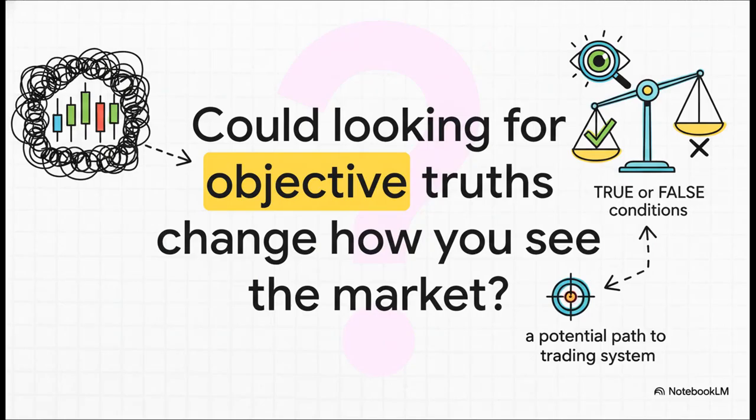And that's really the big idea here. It's a complete shift in how you look at a chart. By learning to focus only on verifiable true or false conditions, instead of trying to interpret subjective patterns, the Strat offers a clear path through the chaos. So let me leave you with this question. Could looking for objective truths instead of subjective patterns change how you see the market?